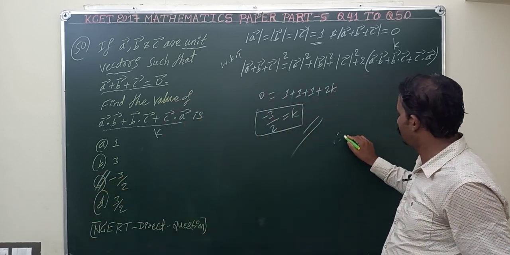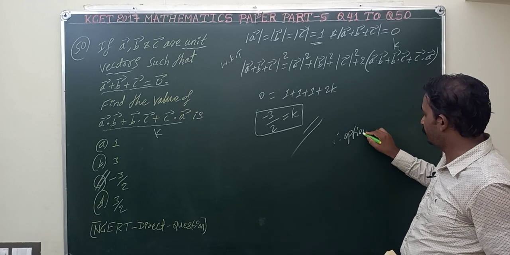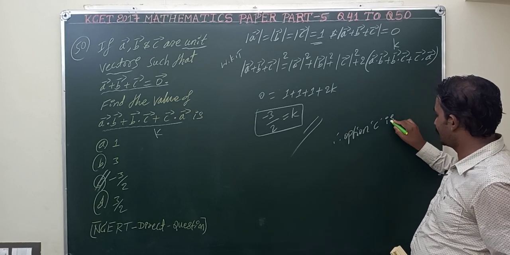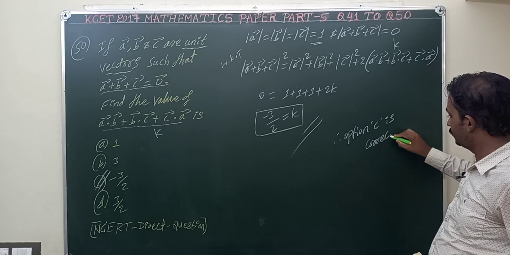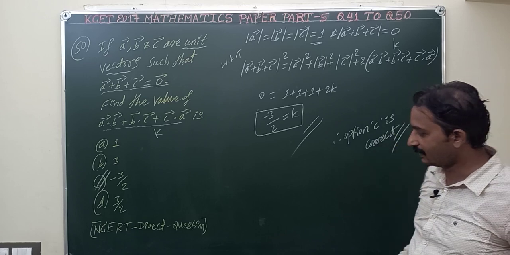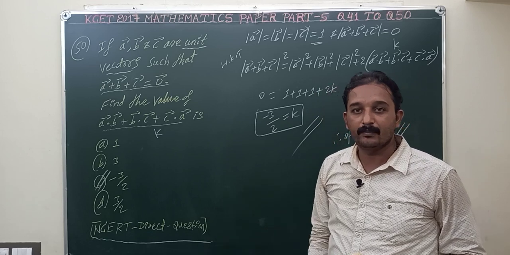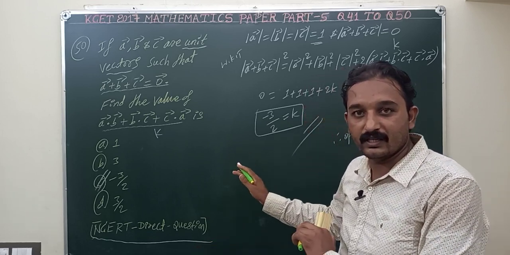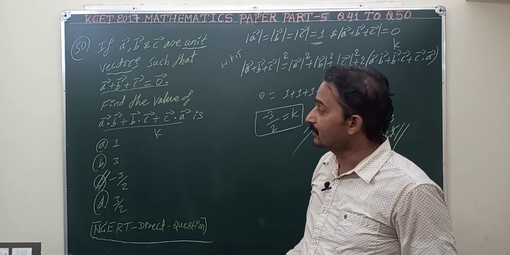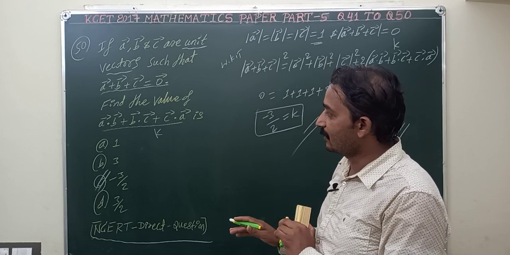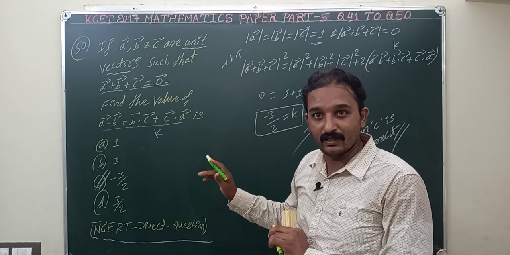Therefore option C is correct in this case. So this is an NCERT direct question. All the students attend this question easily because they have already solved this type of question in the NCERT textbook. They ask this question in theory examination for 3 marks. It carries 3 marks. Take down.